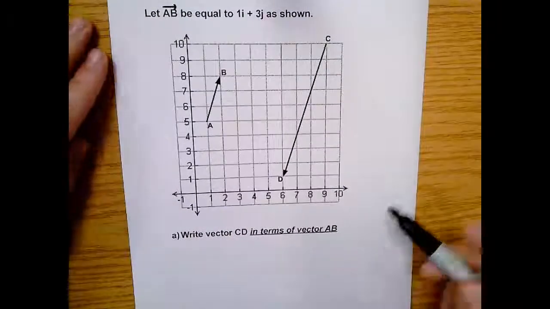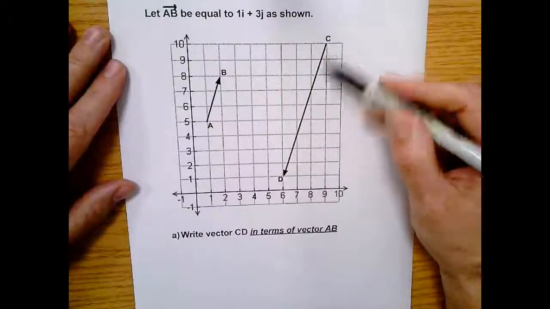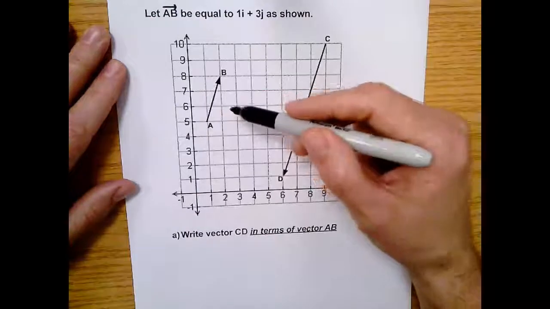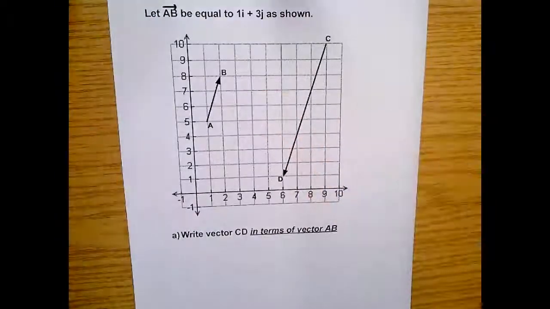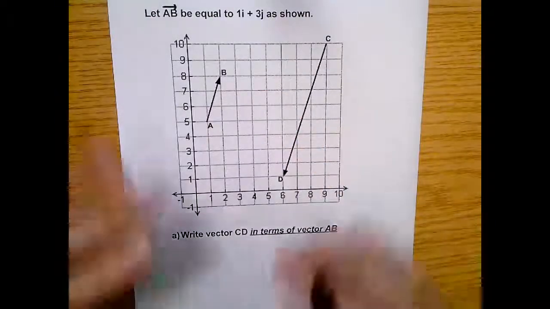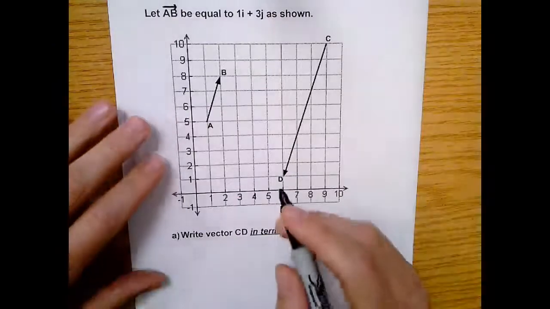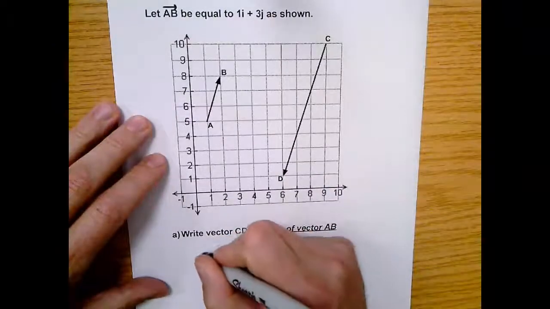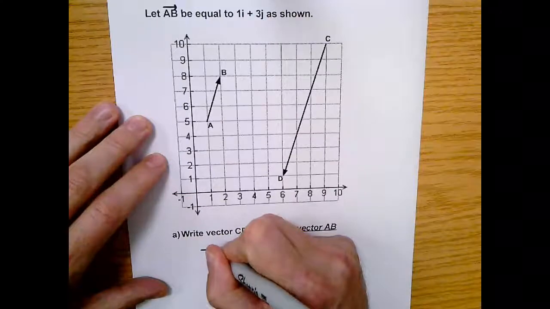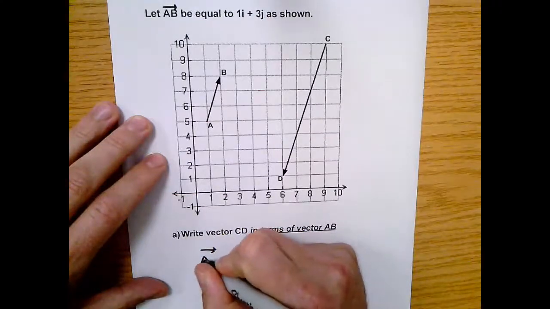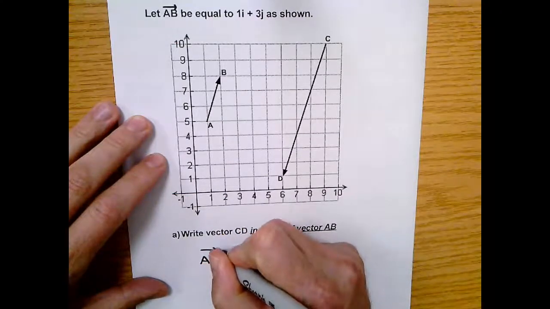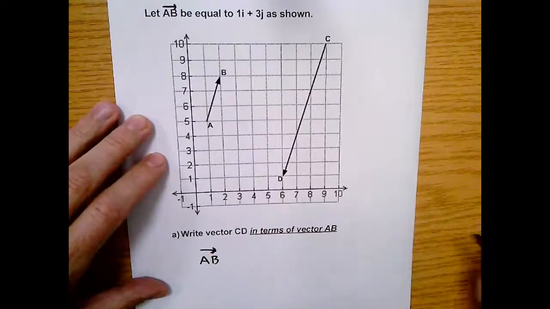So in other words, we're going to tell the story of vector CD, but we're going to use vector AB as a reference for that. And if I get into this, I think it'll make a lot of sense. So first, I'm going to write vector AB right here. So it says vector AB. And I'm going to write vector AB in column form.